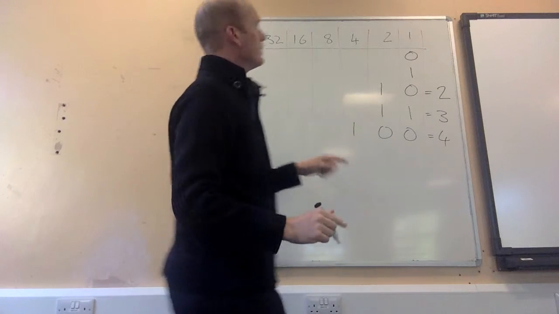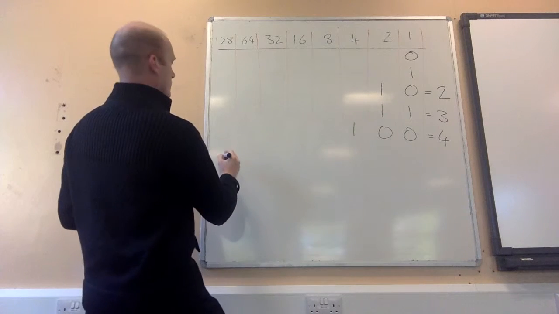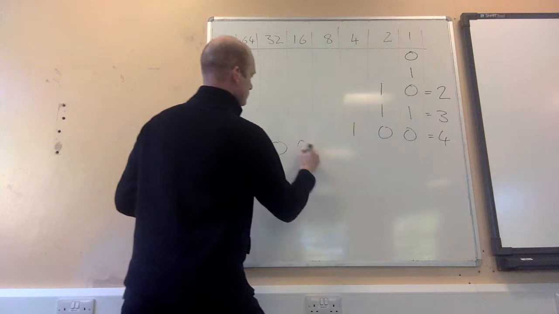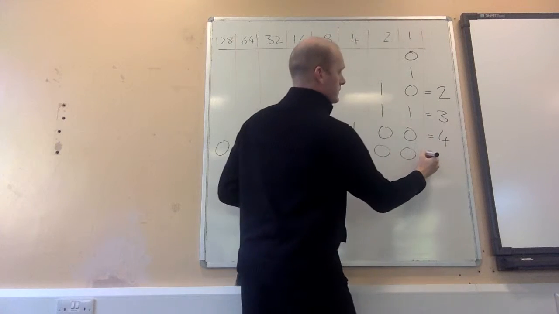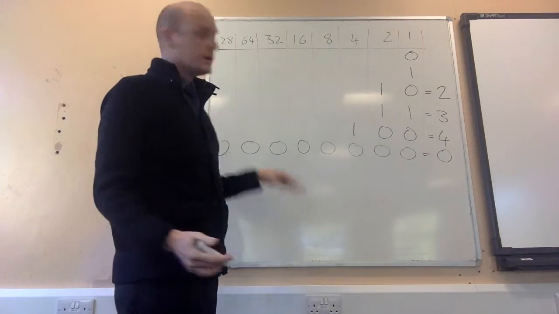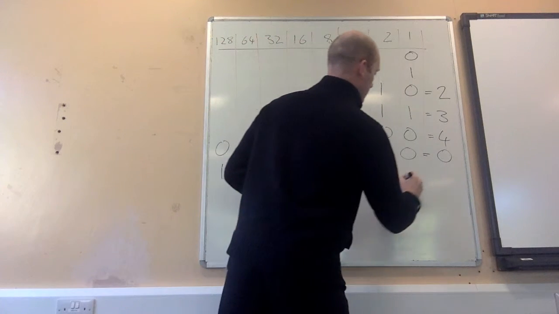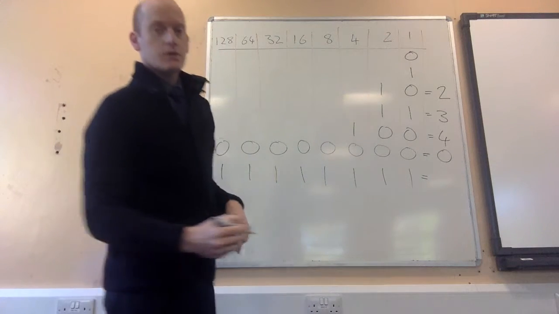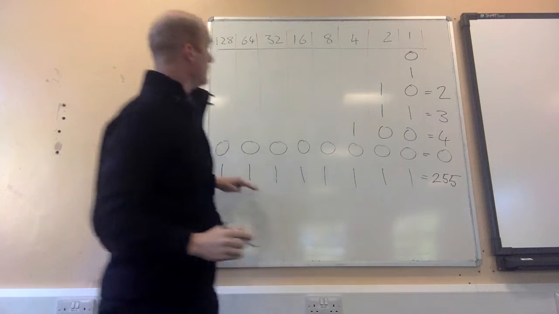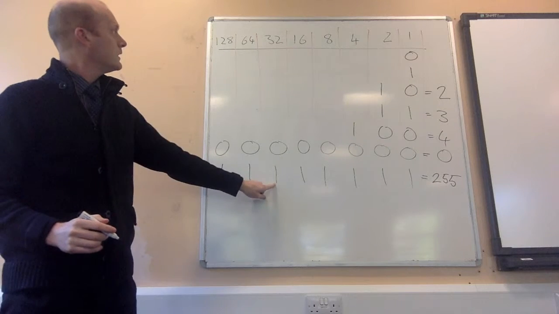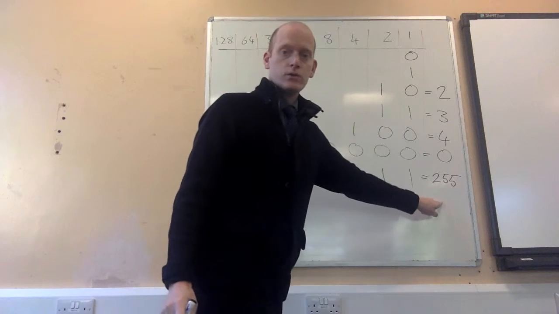So the highest number I can get using 8 zeros and ones, that's 1 byte of data. So if I was using 8 zeros, there we are, 8 of them, that equals 0, because we're still on 0. If I've got 1 in all of these, it all adds up to 255. Okay, 128, add 64, add 32, add 16, add 8, add 4, add 2, add 1 is 255.